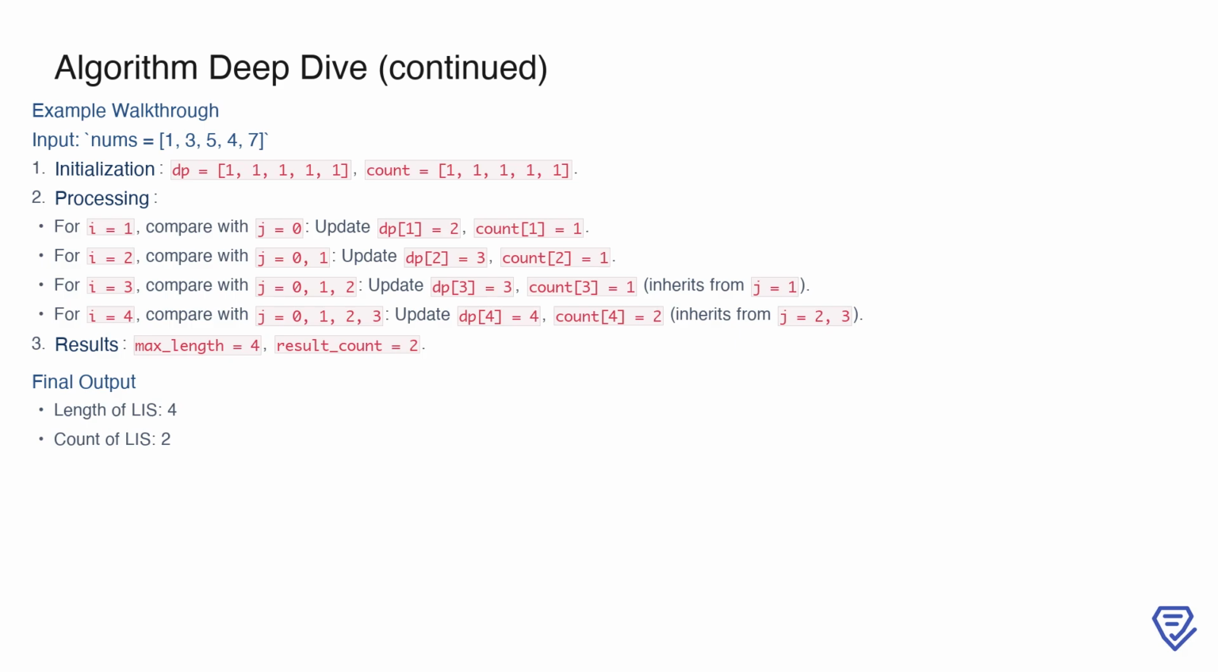Finally, at i equals 4, the value 7 extends subsequences from both j equals 2 and j equals 3, resulting in DP[4] equals 4 and count[4] equals 2. The maximum LIS length is 4, and there are two LIS of this length. Thus, the final output is a length of 4 and a count of 2.